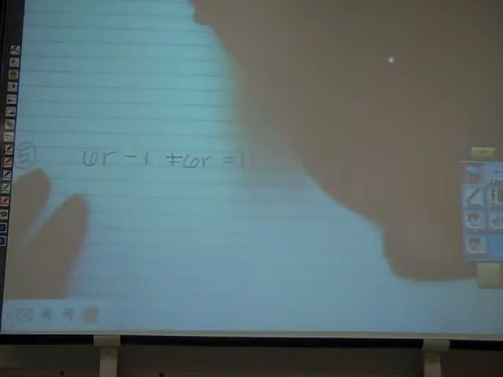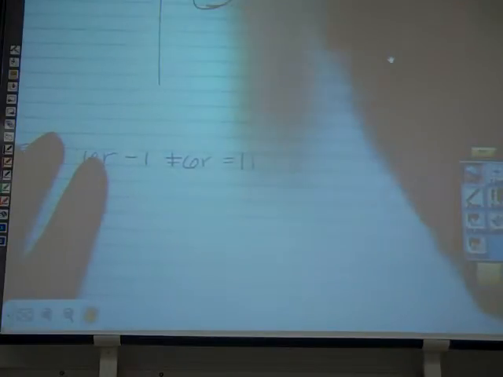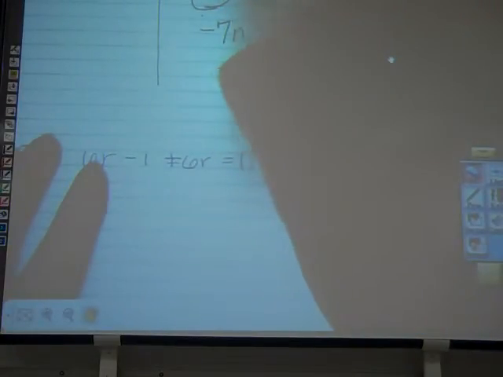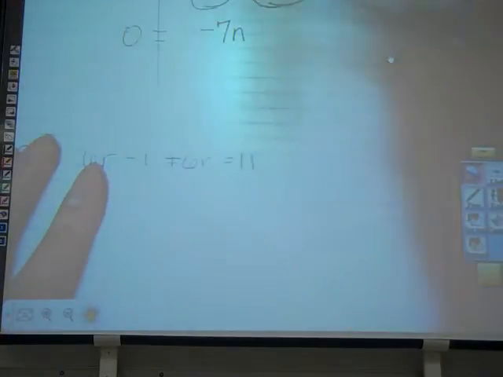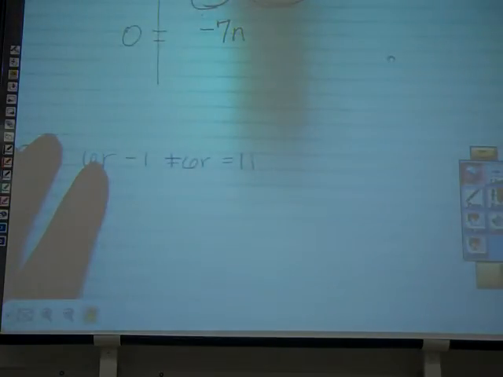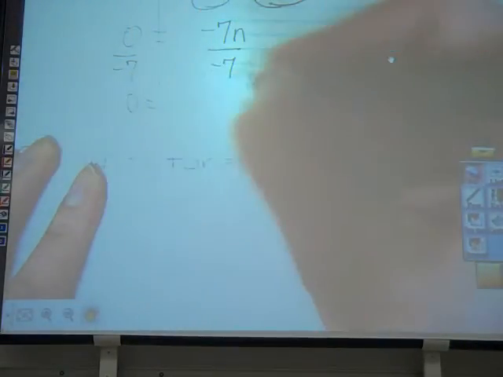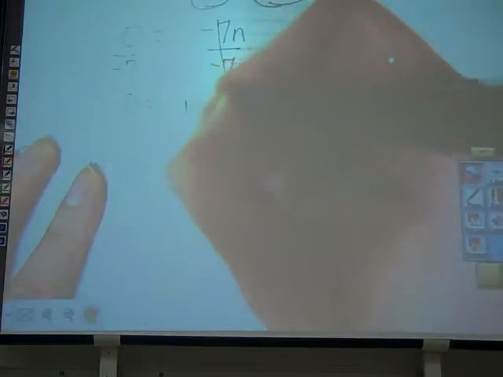All right, number 4. First thing we're going to do, draw our line, circle our variables. Now on this side we have negative 5 and negative 2. If we combine negative 5 and negative 2, we get negative 7n, and we still have 0 on the other side. Divide both sides by negative 7, so we have 0 is equal to n.